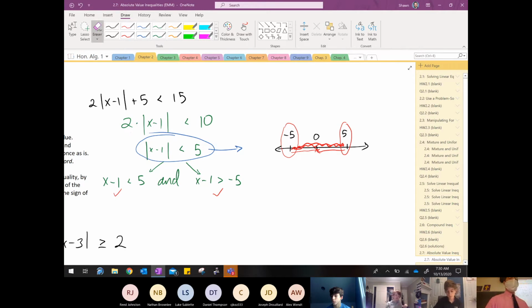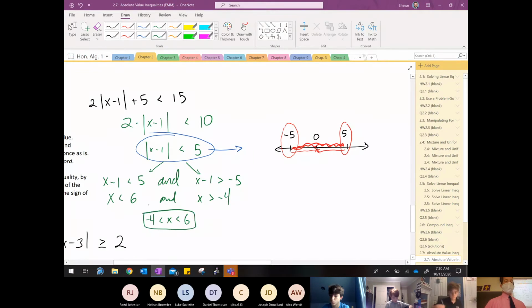Now what we can do is we can just go through and solve both of these final ones just by adding 1, right? So what would we get? X is less than 6, and X is greater than -4. And we want to be smart about it. We want to put that together, okay? So we want to put that together as X is going to be between -4 and 6. That's a smart way of drawing that out.